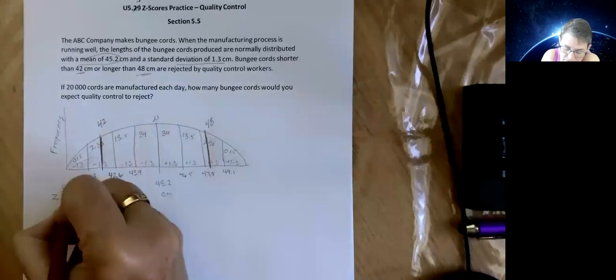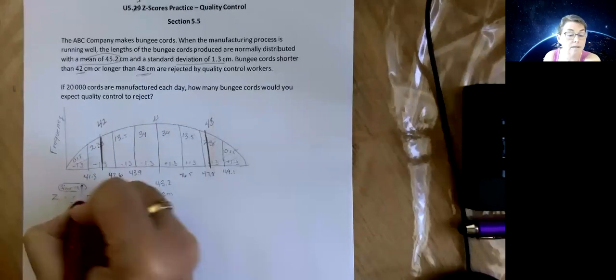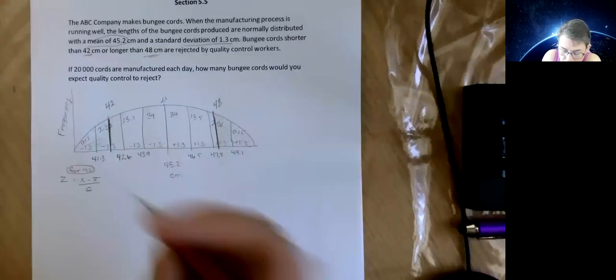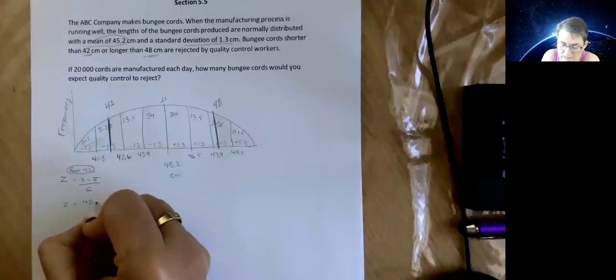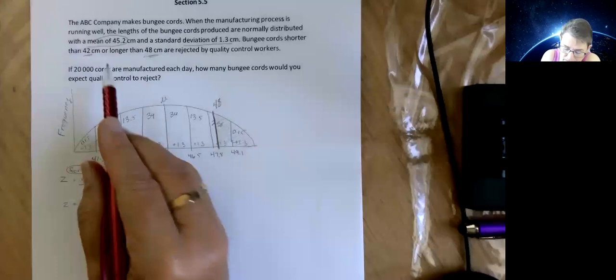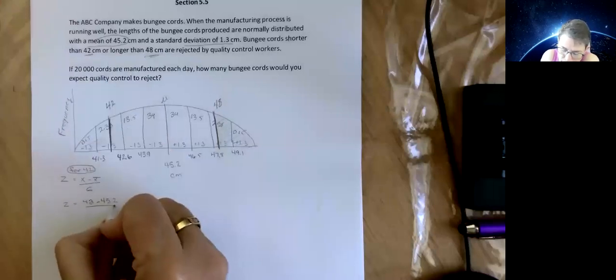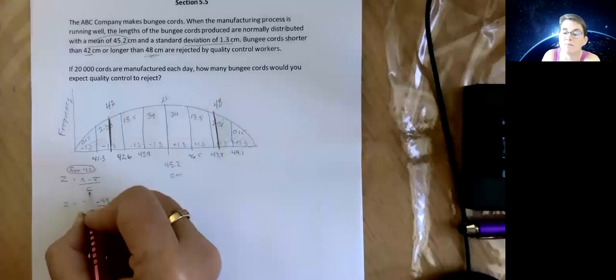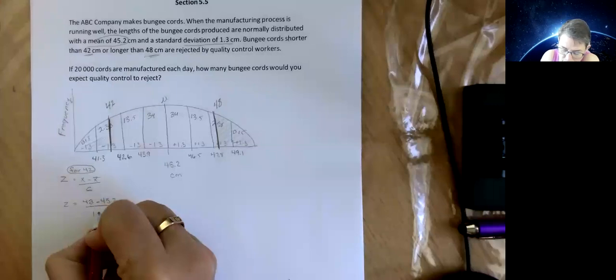I'm going to do this just because. So 42 is the number the question is about, minus X bar, which is my mean, 45.2, over my sigma. That's a sigma, that's just the way I make them. It's my standard deviation of 1.3.